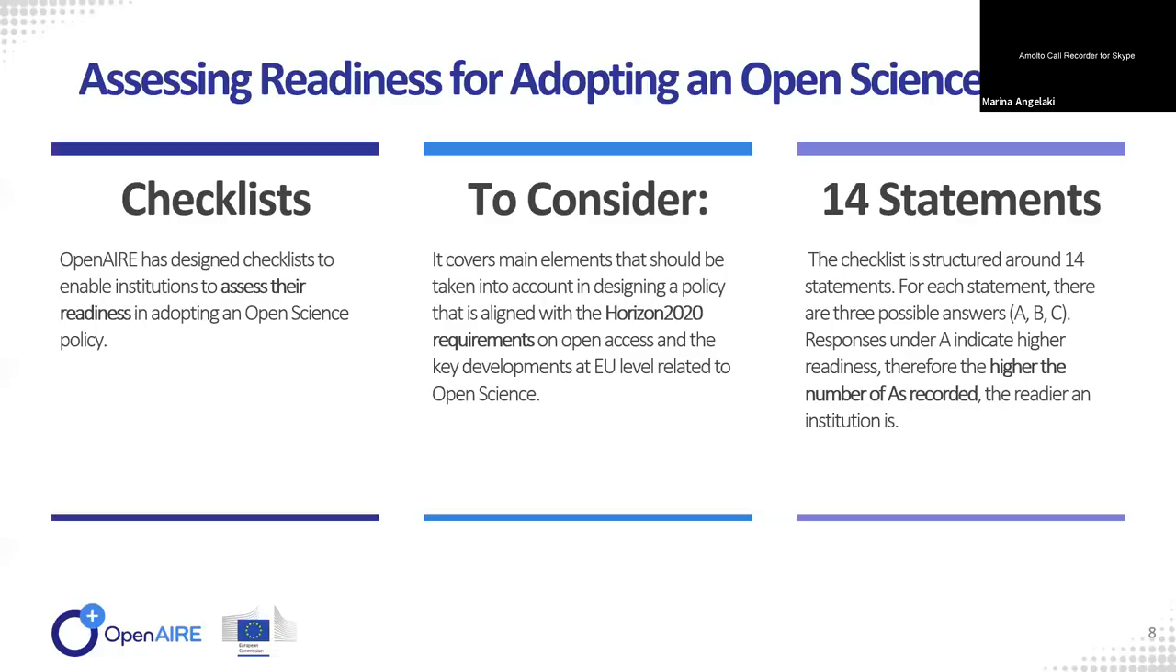We have also developed checklists, both for research performing and research funding organizations. This is a guide allowing institutions to assess their readiness in adopting an open science policy. Again, it covers the main elements that should be taken into account when designing a policy. And here there is an attempt to align these elements with the Horizon requirements and other developments at EU level. The checklist is basically structured around 14 statements. And for each one of them, there are three possible answers. It's not a question of right and wrong. It's rather a way of showing the degree of readiness.